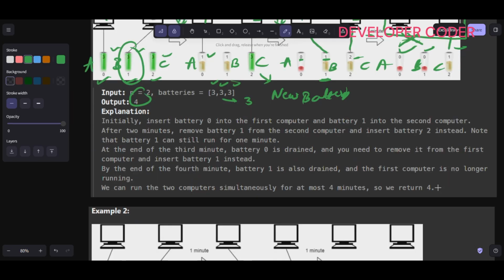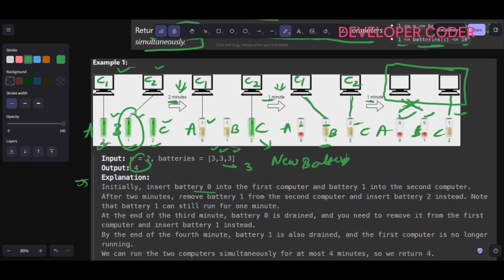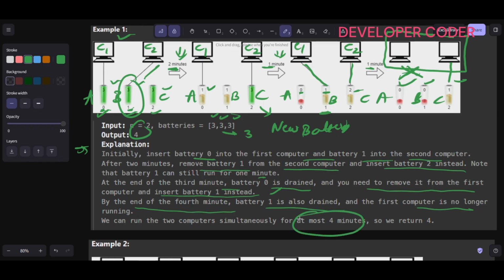Okay, so here if you want, you can go over this explanation. Initially insert battery 0 into the first computer, and battery 1 into the second computer. After 2 minutes, remove battery 1 from the second computer and insert battery 2 instead. Note that battery 1 can still run for 1 minute. At the end of the third minute, battery 0 is drained and you need to remove it from the first computer and insert battery 1 instead. By the end of the fourth minute, battery 1 is also drained and the first computer is no longer running. We can run two computers simultaneously for at most 4 minutes, so we return 4.